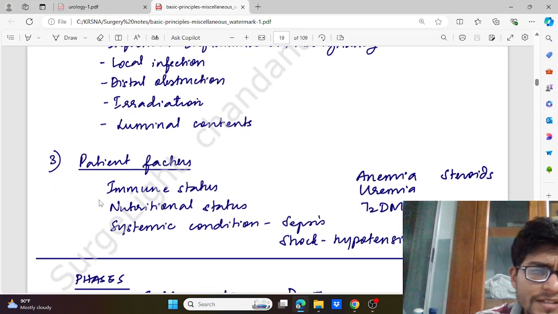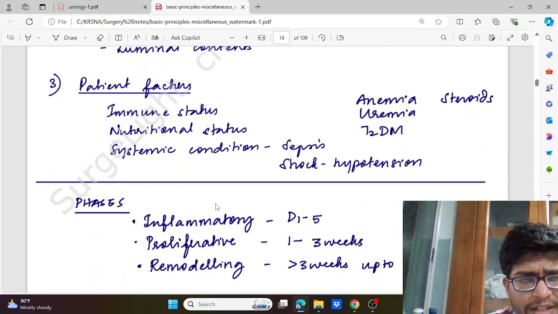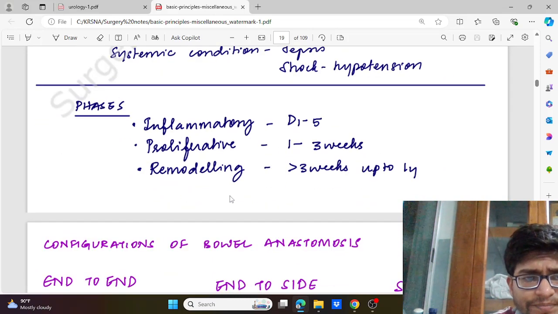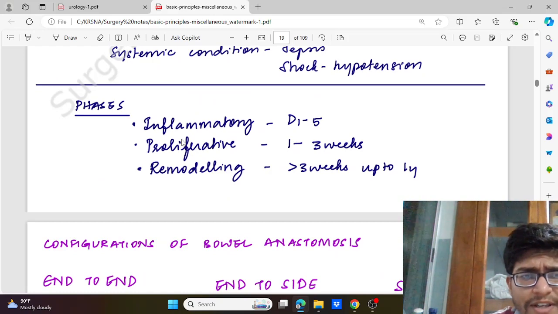Then the patient factors, that is the immune status, nutritional status, systemic condition like sepsis and shock, anemia, uremia, diabetes, and steroids. So what are the various phases of wound healing? That is inflammatory from day 1 to day 3 to 5, proliferative in 1 to 3 weeks, and remodeling from 3 weeks to 3 months around.